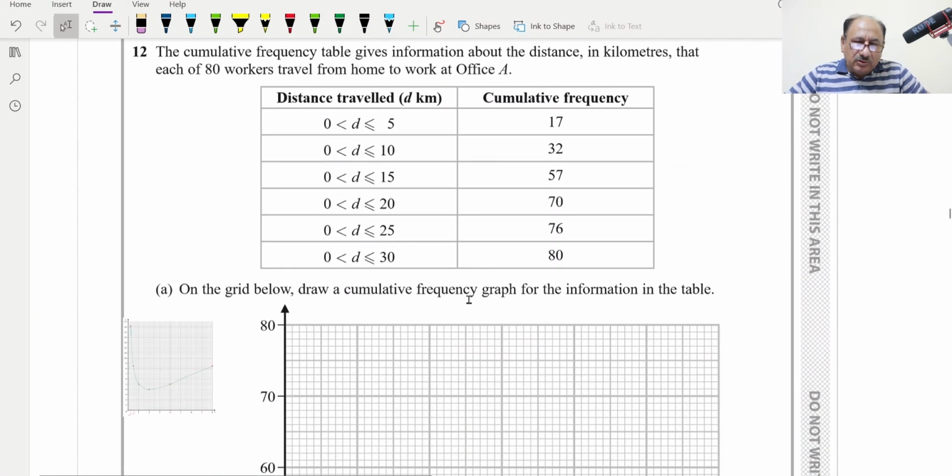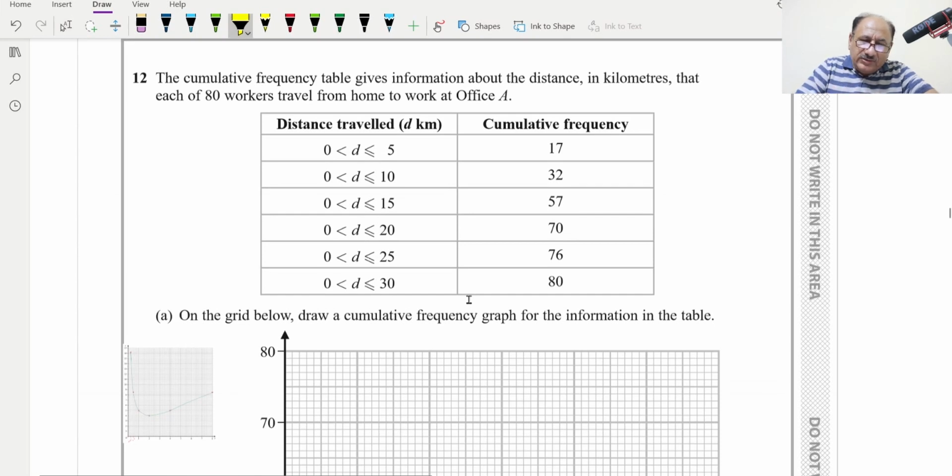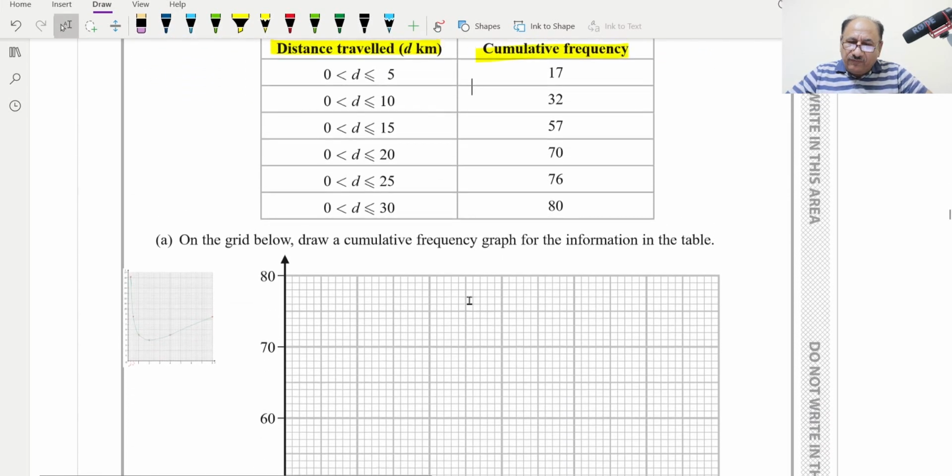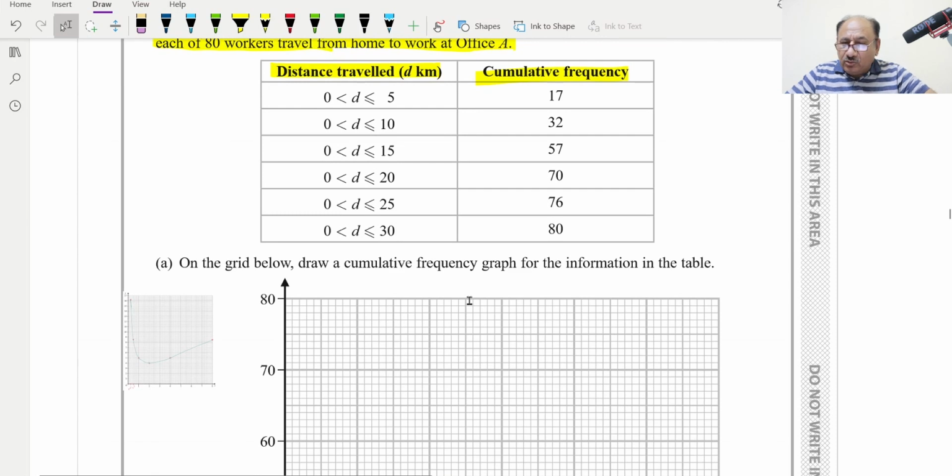Now question number 12. A cumulative frequency table is provided using information about the distance in kilometers that each of 80 workers travel from home to work at office A. This is distance traveled D, and cumulative frequency ranges are provided. They have reduced your job. On the grid below, draw a cumulative frequency diagram for the information in the table.